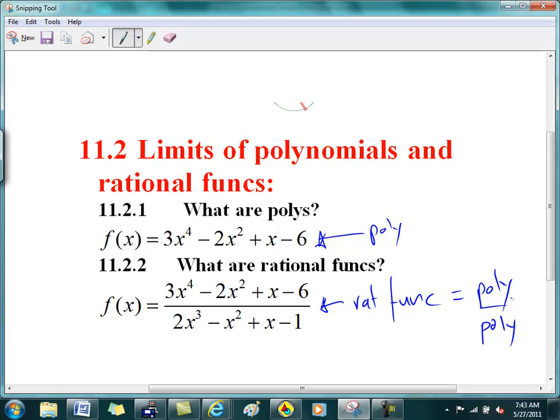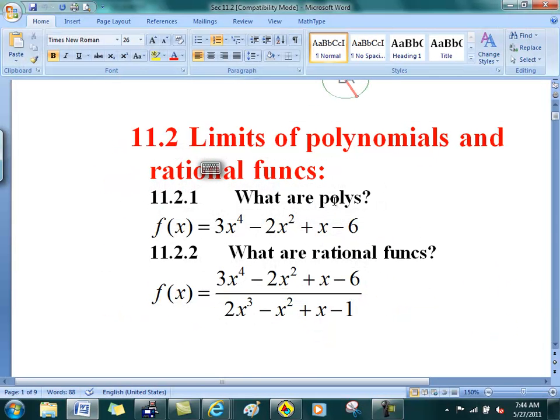Now, for polynomials, finding limits is just going to be plug it in. For rational functions, that might not be the case. Why do you think that might not work? It'll work sometimes, because if you plug in some number and the denominator becomes a 0, then nasty things happen. So you have to worry about that situation. Again, this is just a review of what polynomials and rational functions are.